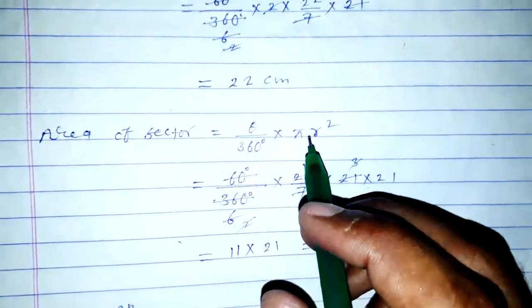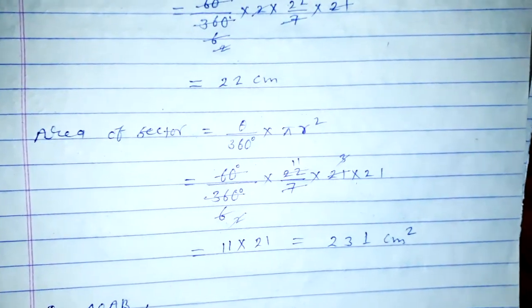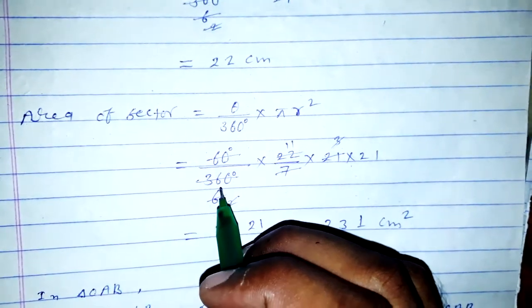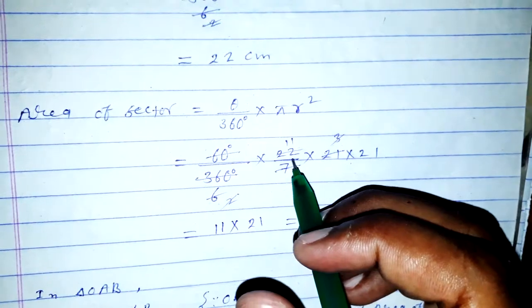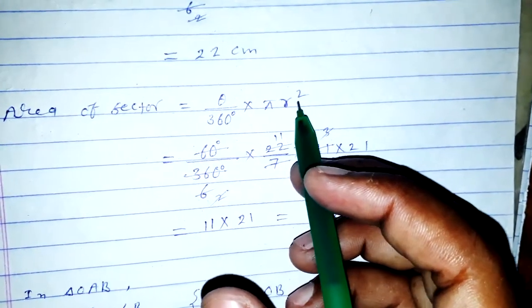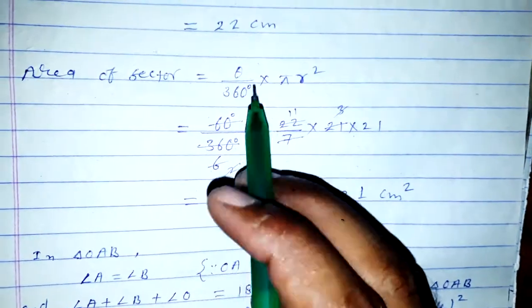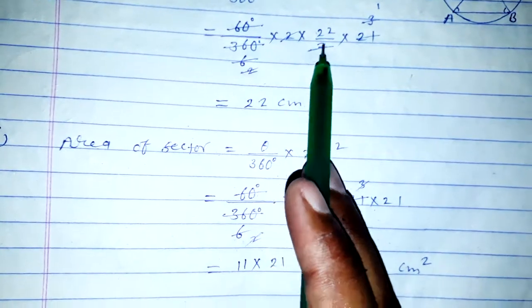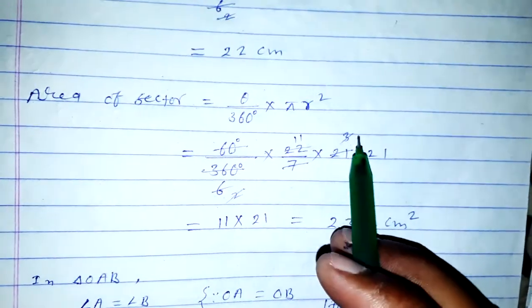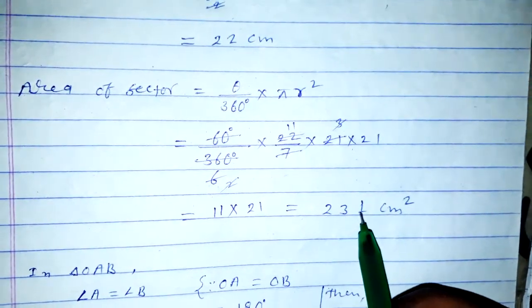Area of sector is theta upon 360 degree into pi r square, you also know that. So put the value here, 60 and this is 360. Pi is 22 upon 7 and r is 21 into 21. Here use square, so this is 21 into 21. Simply cancel out in this way. So here we get 11 and this is 21. So 11 into 21 is 231 centimeter square.